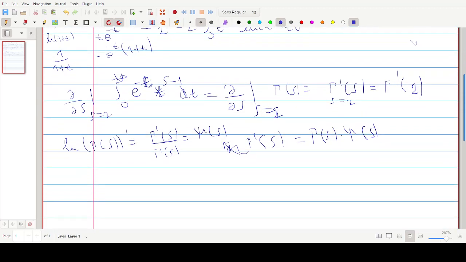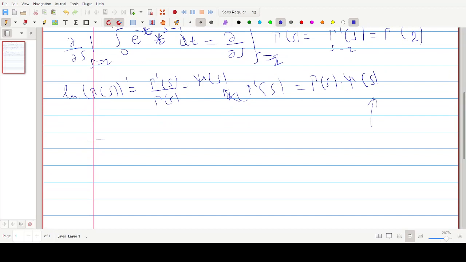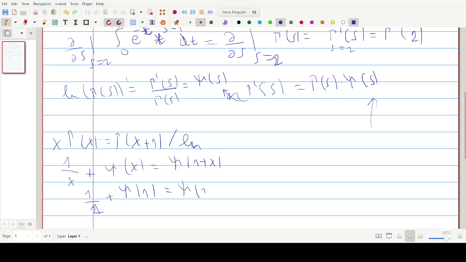We need to evaluate this function using the gamma function property and taking the derivative. First we take the logarithm on both sides, and then we take the derivative with respect to x. We get 1 over x plus digamma of x equals digamma of 1 + x. As we can see, we need this evaluated at 2. So we get 1 over 1 plus digamma of 1 is digamma of 2.